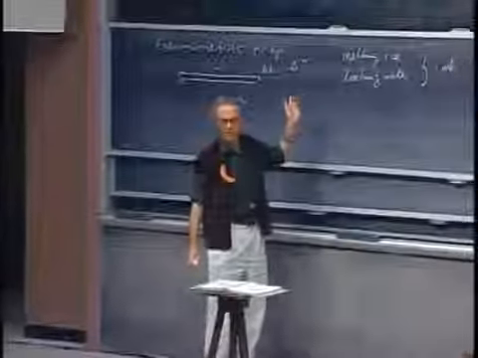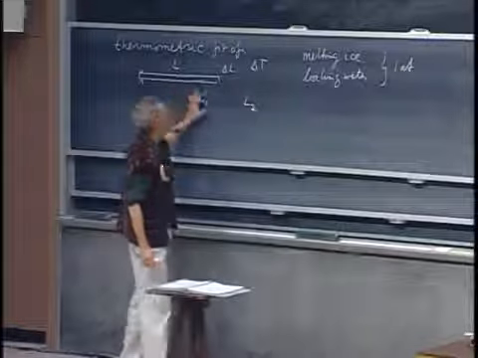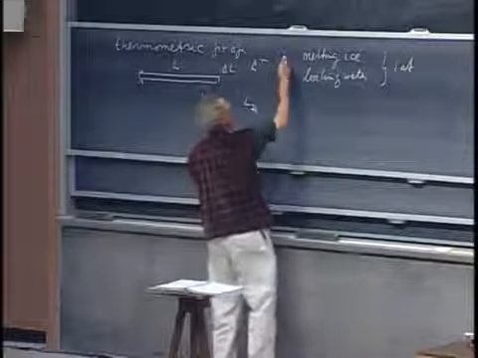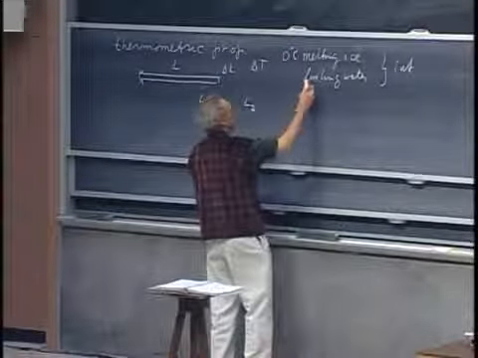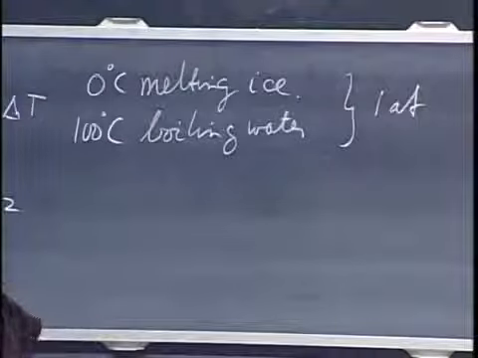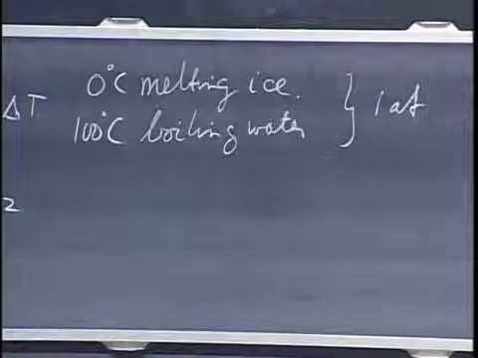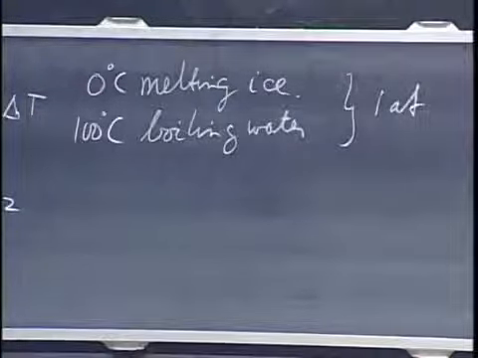Celsius did just that. He used melting ice, which is now called 0 degrees centigrade, and he used the boiling point of water, which was his 100 degrees centigrade. He was a Swedish astronomer. In 1742, he introduced this temperature scale.